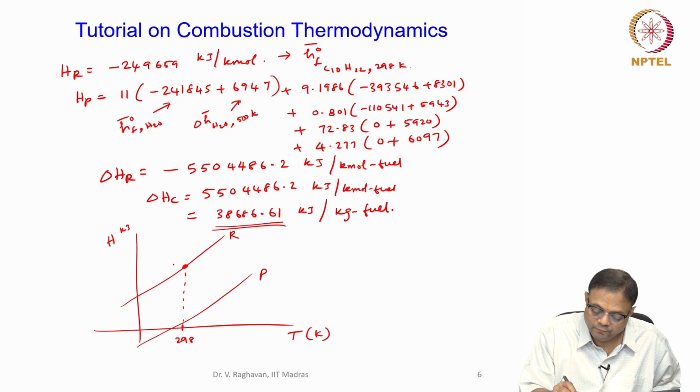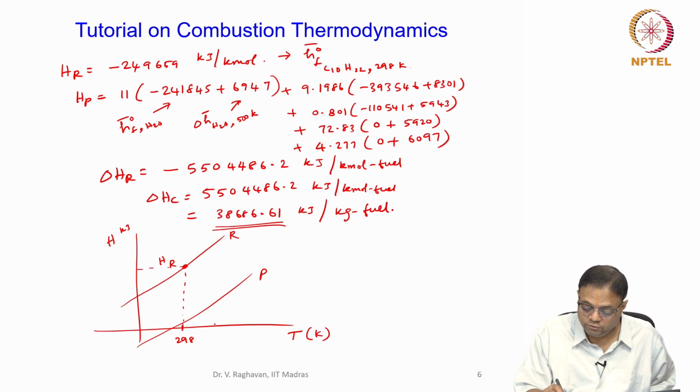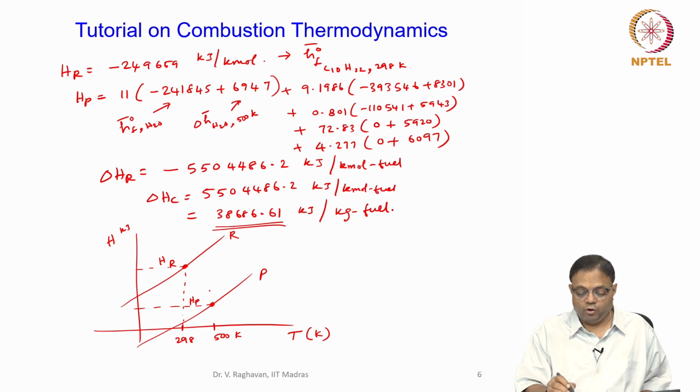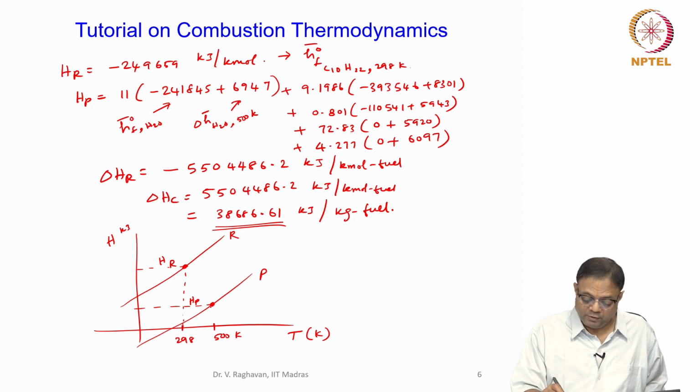Now, this is the entry state. So I will say HR value, and this is 500 degrees or 500 Kelvin. Okay, now this will be the product, HP. So now we are trying to find the difference between this and this heat. This is actually coming out of exothermic heat. So now please see that if the point comes down to 298, I will get more heat.